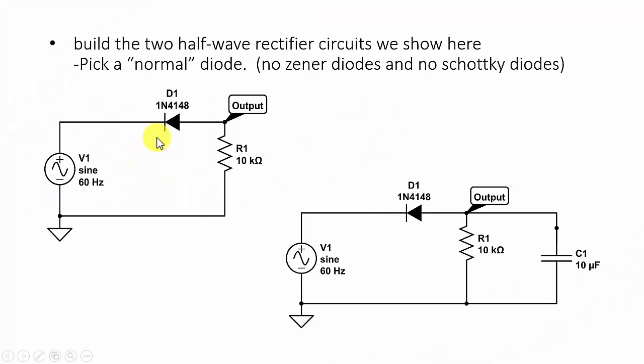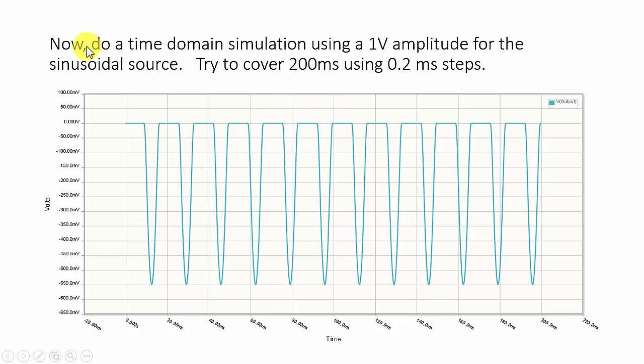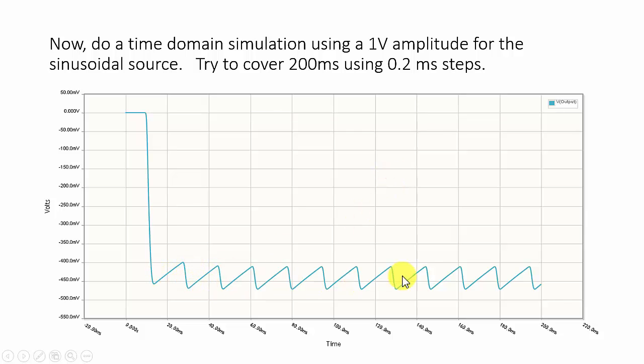Our last 2 circuits are going to be half-wave rectifiers, and we are instructed to pick normal diodes, no Zener diodes, or Schottky diodes. Now our outputs for these, for the first one, we will be running a time domain simulation using 1 volt amplitude for the sinusoidal source. Try to cover 200 milliseconds using 0.2 millisecond steps. So we'll be getting a picture that looks similar to our picture here, and our second circuit should give us a more smooth DC voltage that you can see down here.